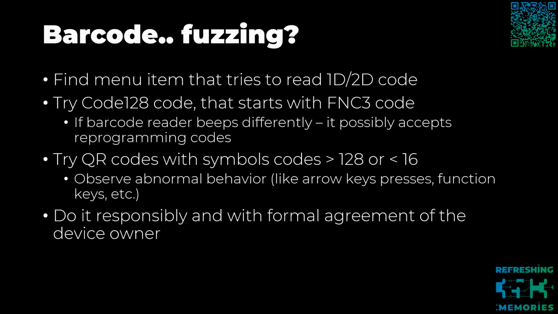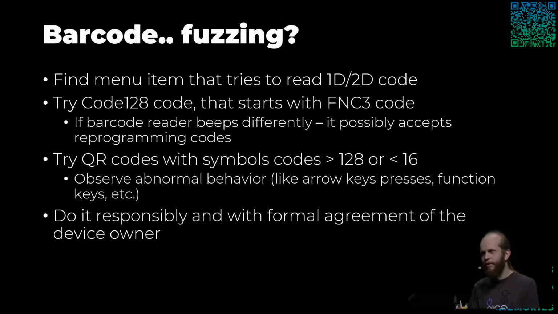The original research involves some reconfiguring of the barcode reader or using the codes that are inside the barcode reader already. And we came up with a simple fuzzing idea to use against any barcode that is out there. Just enable it somehow, for example, pay for something or do something. Use the Code 128 barcode with the special symbol FNC3 at the start. And actually, barcode readers beep. And if it beeps the wrong way, it seems that this code is accepted.